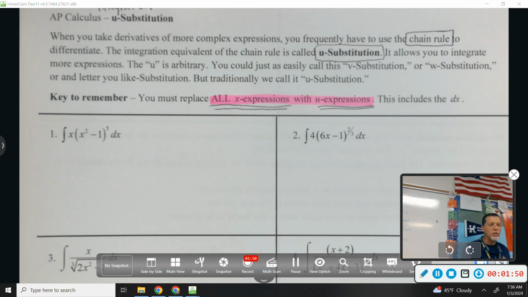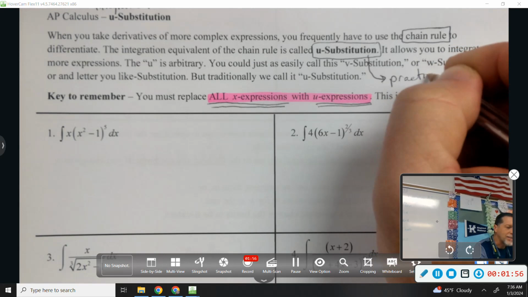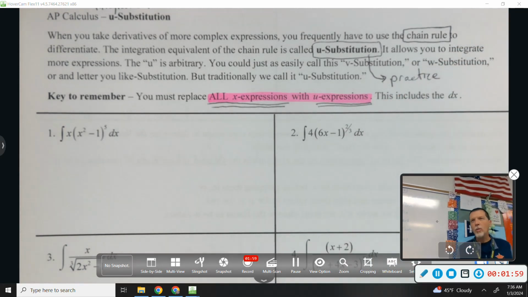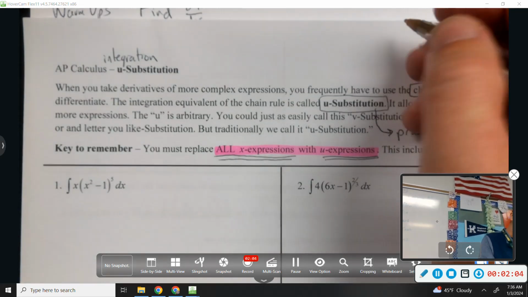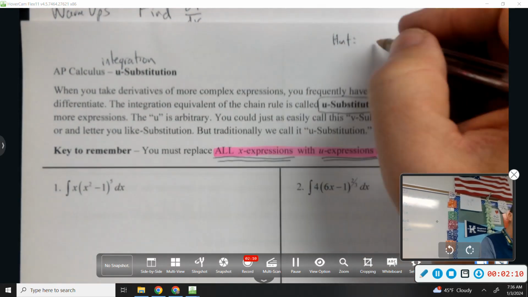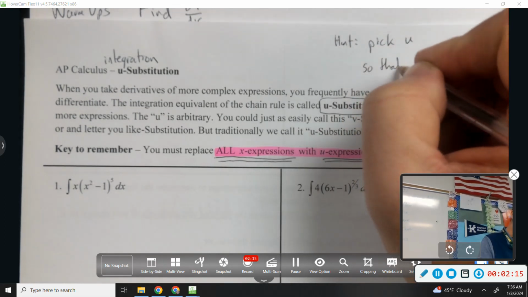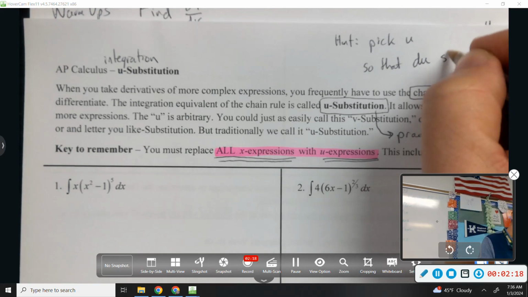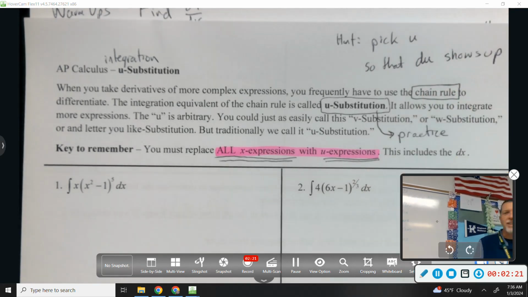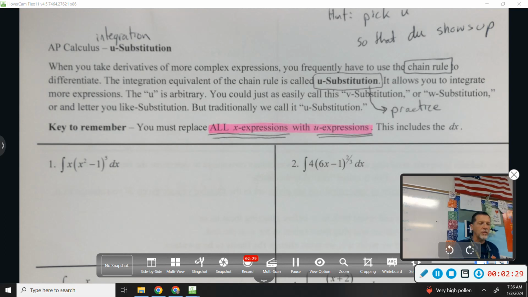I guess the hard part about U substitution is the best way to get there is just lots of practice to start recognizing what's best for you. Probably the first and easiest hint is, we'll start kind of gathering these hints as we go: you want to try to pick U so that du shows up. Pick U so that du is also part of the problem. Again, the more of these you do, the easier it becomes.